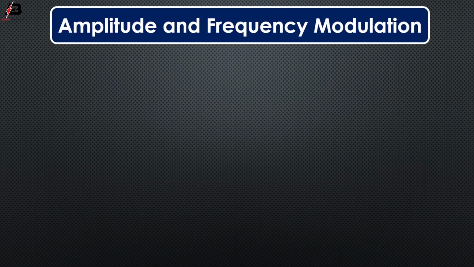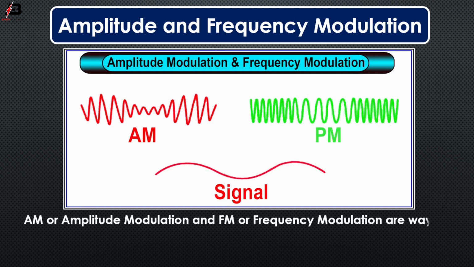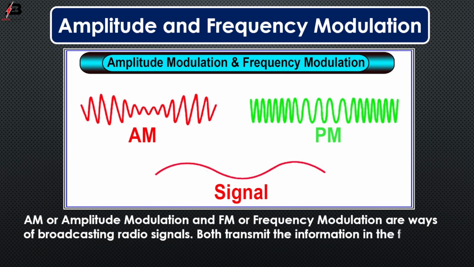So viewers, let's start. Amplitude and frequency modulation. AM or amplitude modulation and FM or frequency modulation are ways of broadcasting radio signals. Both transmit the information in the form of electromagnetic waves.